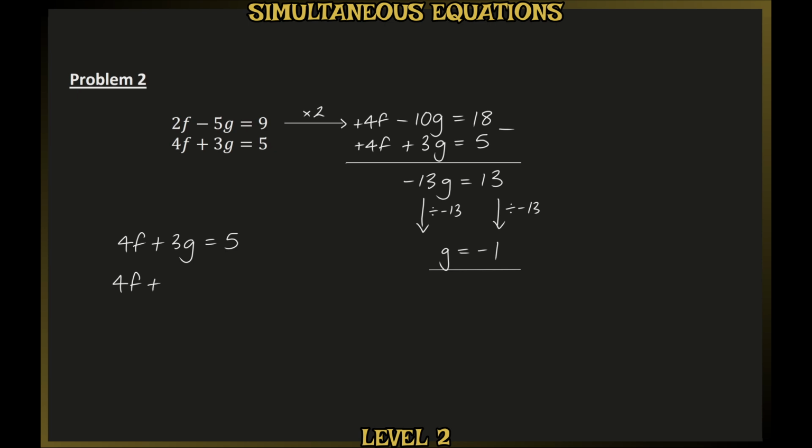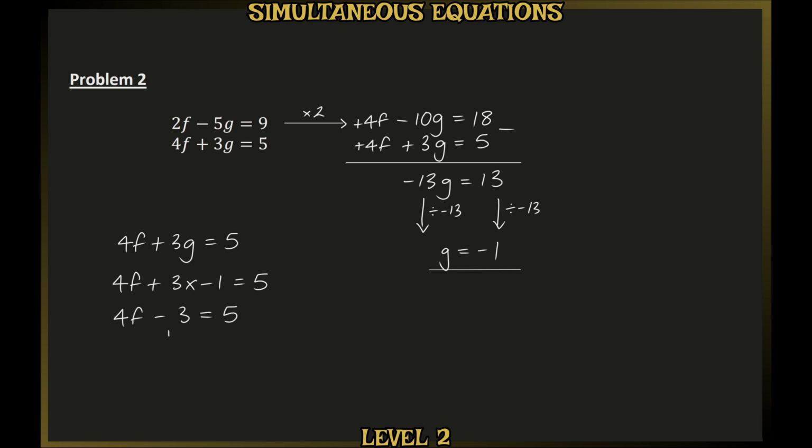So we have 4f plus 3 multiplied by minus 1 is equal to 5. And since 3 times minus 1 is minus 3, this becomes 4f minus 3 is equal to 5. And we can now solve this to find the value of f.